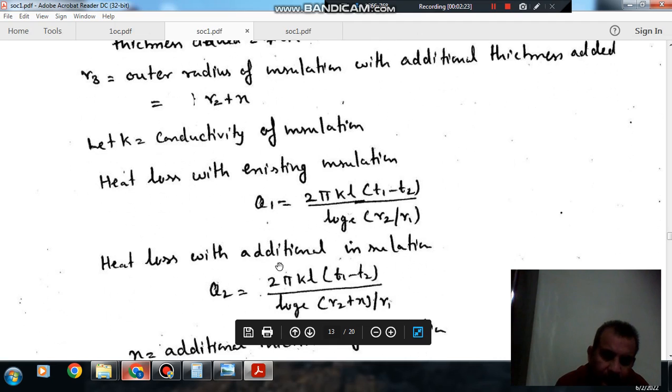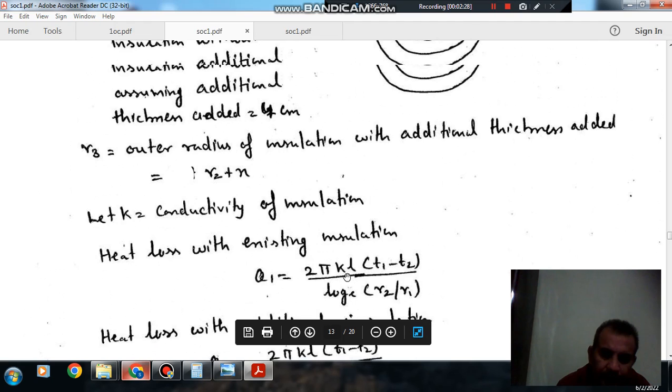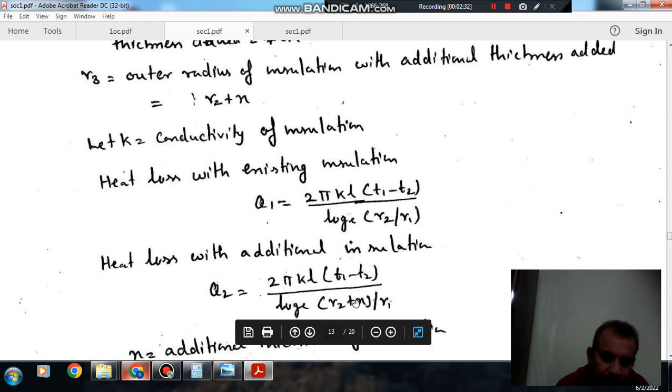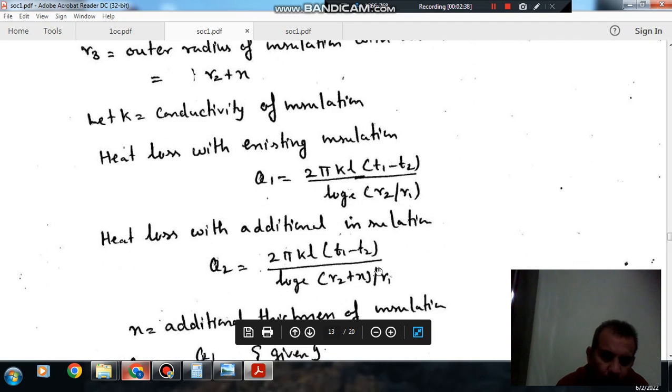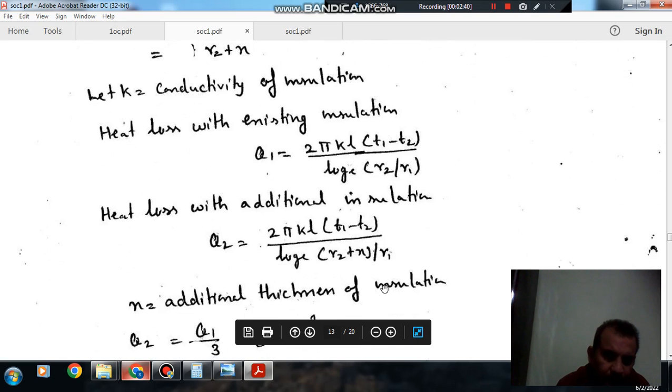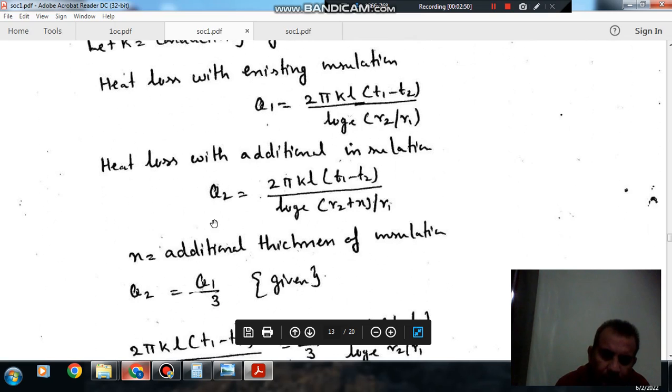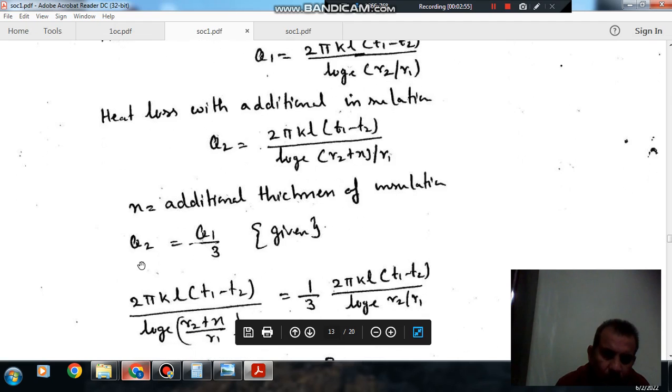When additional thickness has been added, suppose Q2 is the heat transfer, and now we take R3 in place of R2, and R3 is R2 plus X. So Q2 is 2 pi KL (T1 minus T2) divided by ln of (R2 plus X) divided by R1. X is the additional thickness of insulation. Q2 is equal to Q1 by 3, that is given.